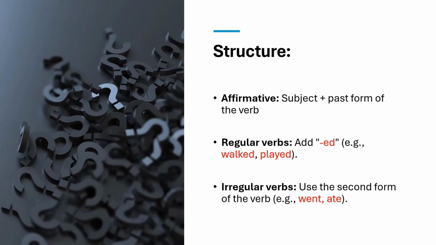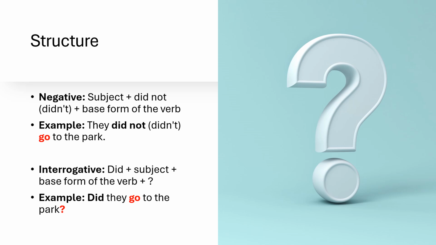Structure of simple past tense: subject plus past form of the verb. For regular verbs, we will add ed. For example, walked, played. For irregular verbs, use the second form of the verb. For example, went, ate. For negative sentences, the structure will be subject plus did not plus base form of the verb. For example, they did not go to the park. And to make these sentences into interrogative, we will start with did plus subject plus base form of the verb plus object or rest of the sentence. For example, did they go to the store?